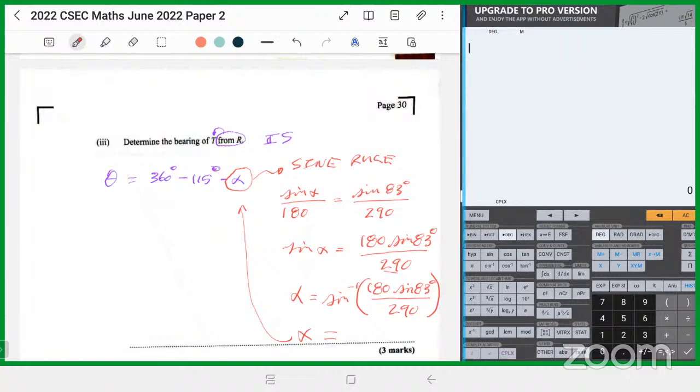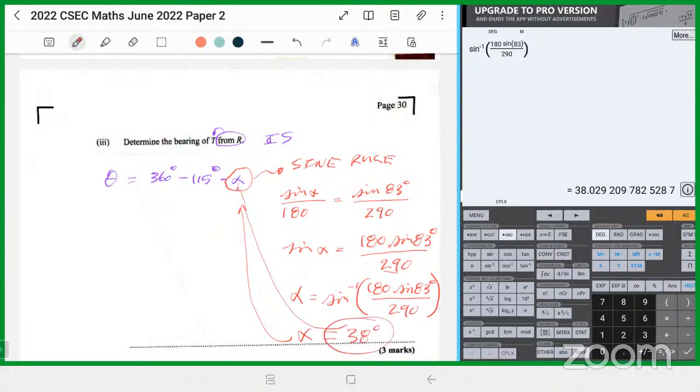So I'm back to the calculator now. It's sine to the minus 1 of a fraction, and it is 180 times the sine of 83 divided by 290. Make sure the calculator is in degrees. I'm getting 38. Remember that's degrees, 38.0. So I'm going to write 38 degrees, and I'm going to use it back here for the alpha.